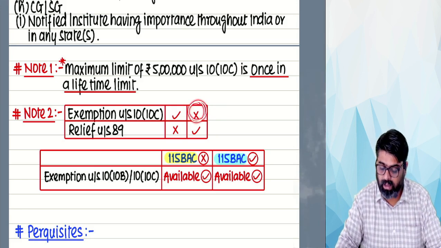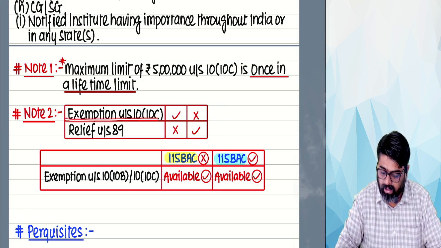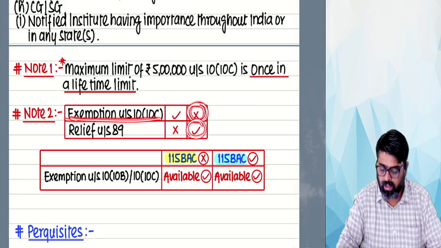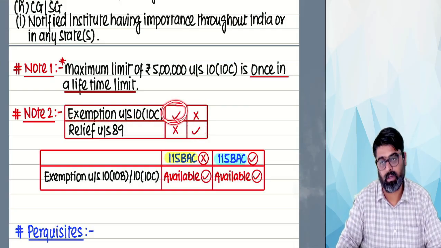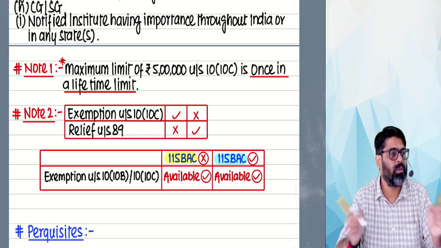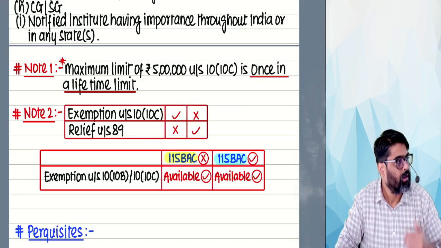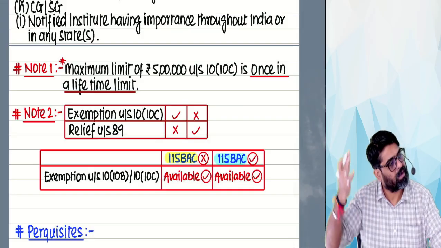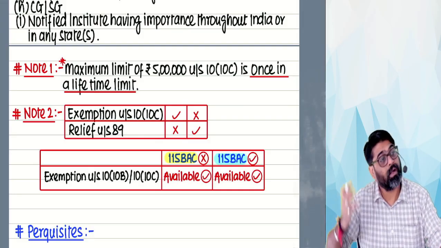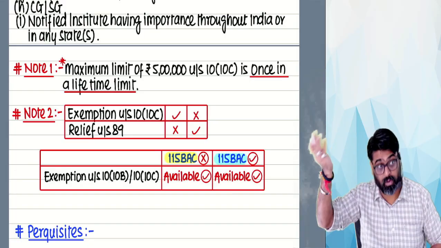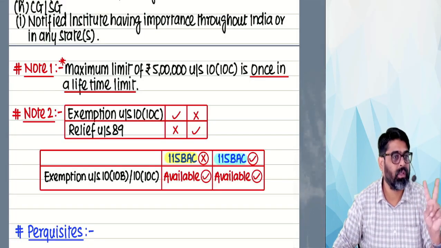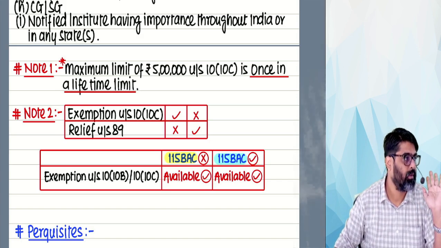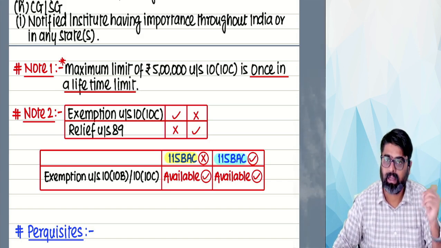If the entire VRS is taxable, meaning you are not taking any exemption for VRS, only then you can take relief. But if you are taking the exemption, relief cannot be taken; both things are not available together. So take the 10(10C) exemption, forget about relief. But if you want to take the relief, forget about the exemption. Both things cannot come together. Understanding? And last one.